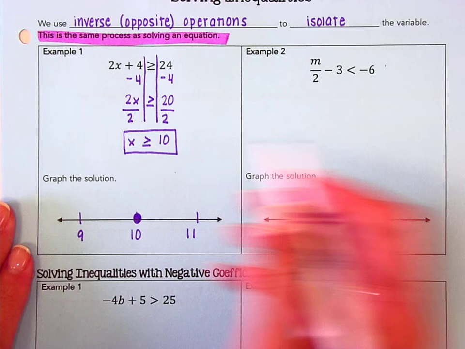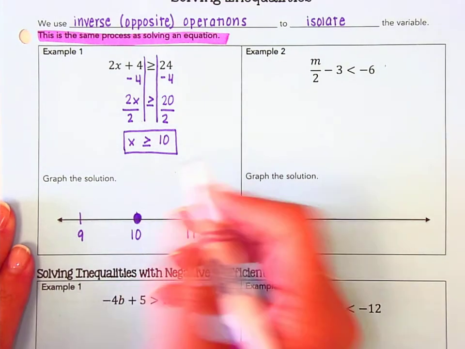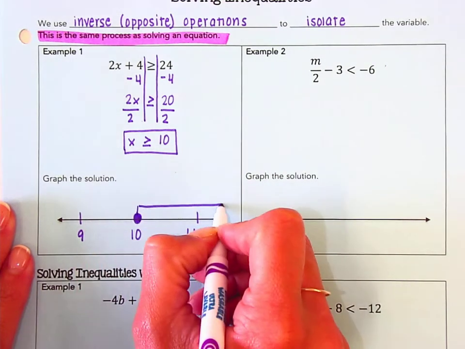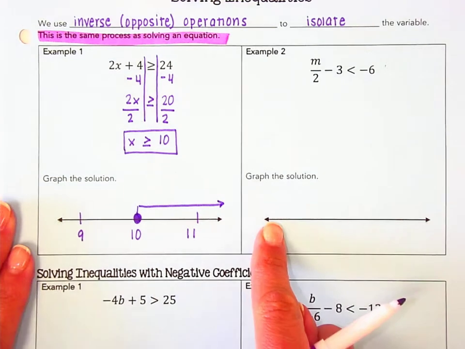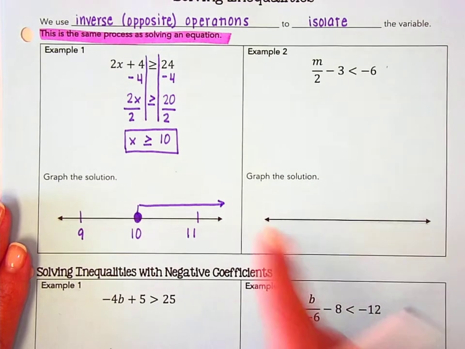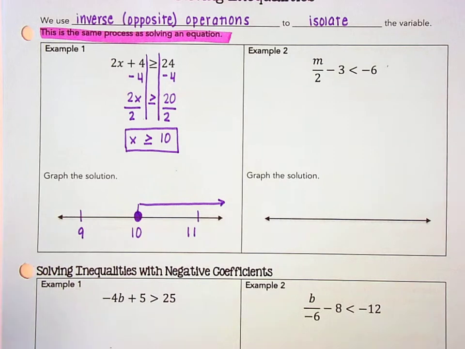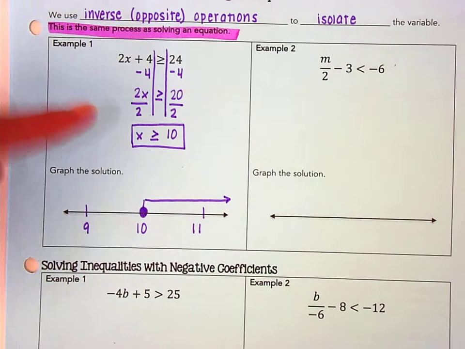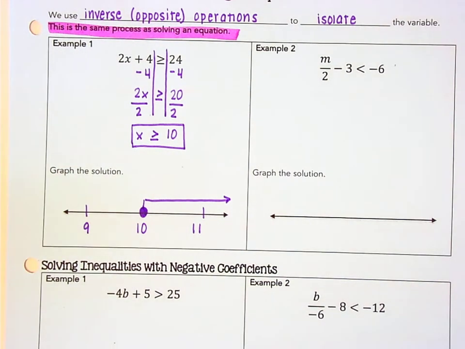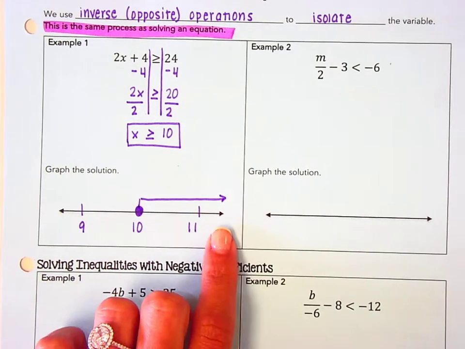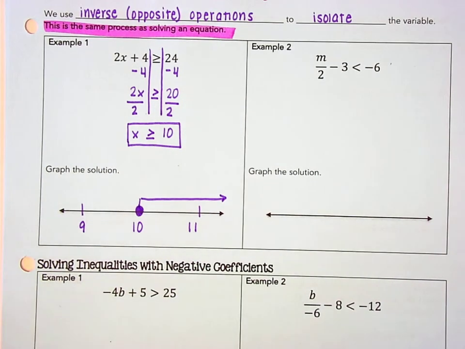And because any values greater than or equal to 10 are possible solutions, our arrow is going to point in the direction of all the values that are greater than 10. We can verify this because we used 11 to check, and we know that 11 does in fact work in this situation, and it's included in the solution shown on our graph.